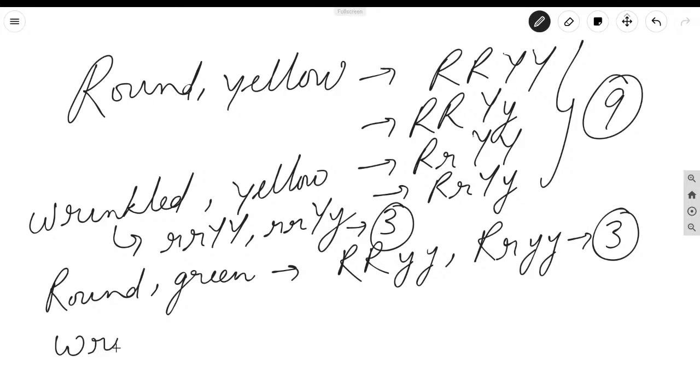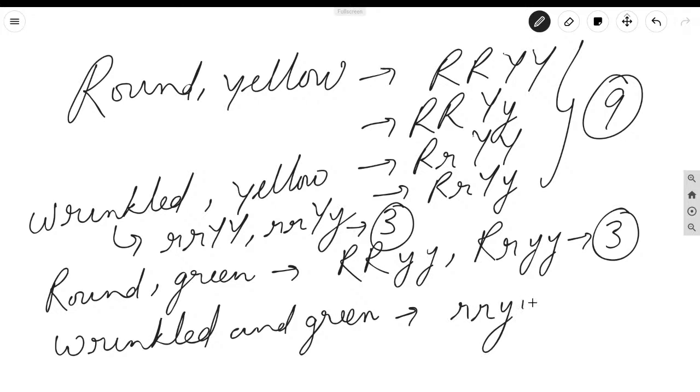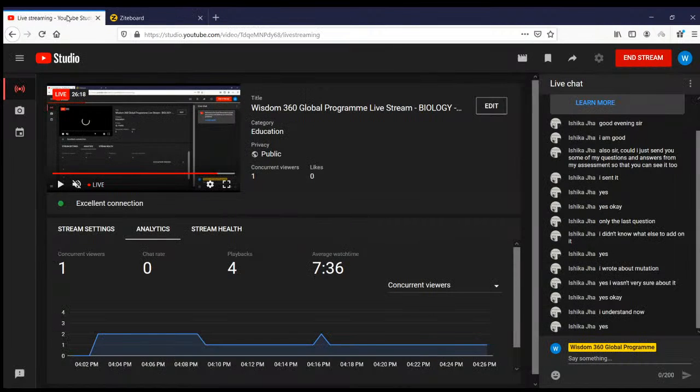Then wrinkled and green, both recessive. Okay, wrinkled and green. There is only one, that is small r, small y, completely homozygous recessive, one. That is 9:3:3:1. Okay, this is how you get the ratio. So any doubt in this ratio, Ishika? In this phenotypic ratio? Any doubt? How did we get it? Any queries till now?